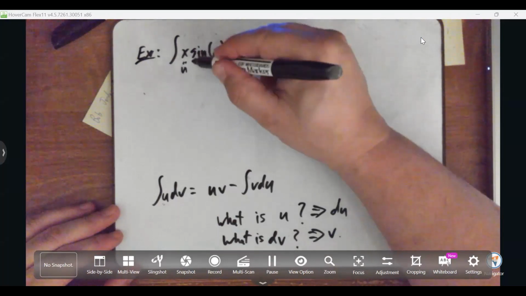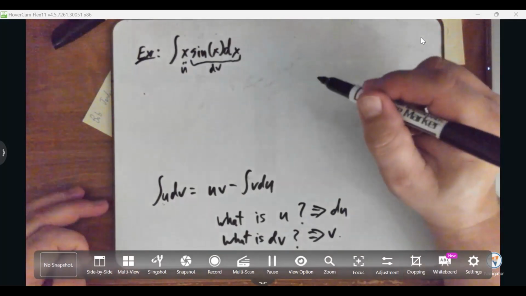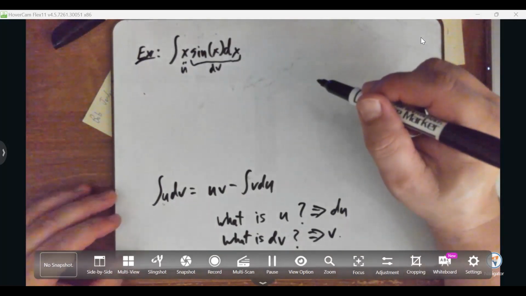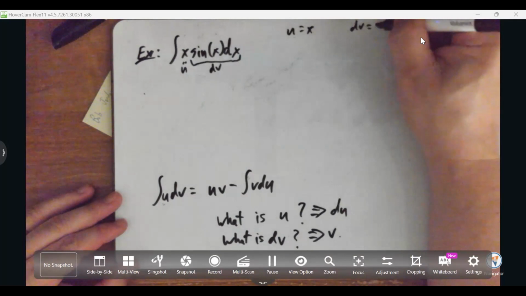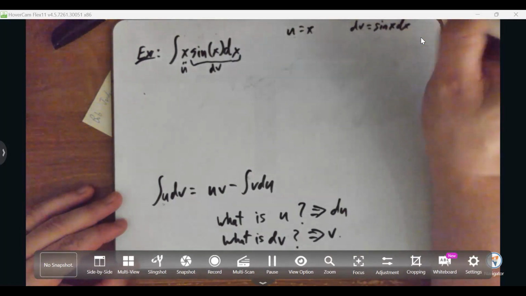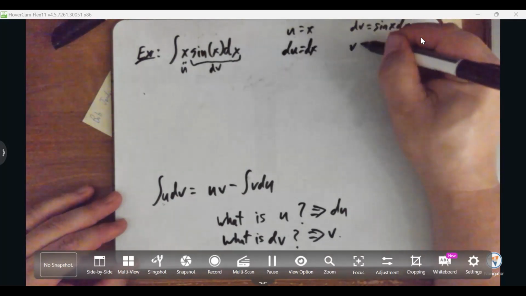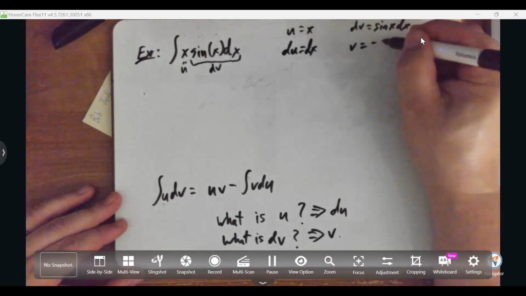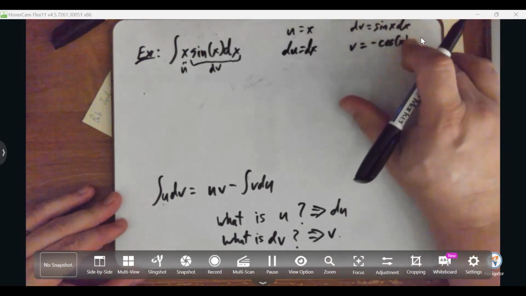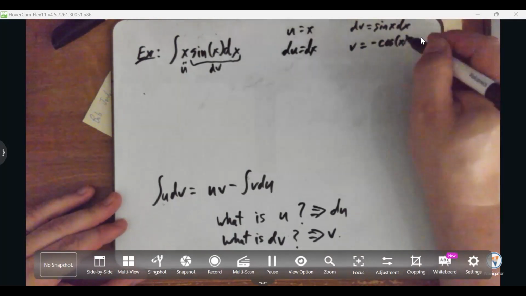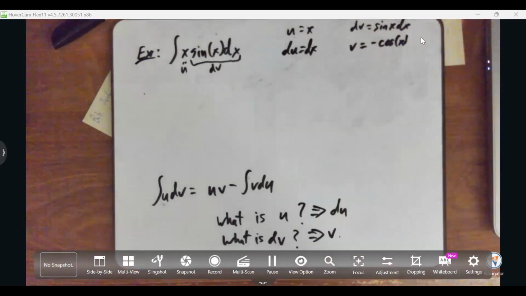So here, u looks like it's going to be x. The good candidate for dv is going to be sine of x dx. So if u equals x, dv equals sine x dx, then du equals dx, and v is the integral, which is going to be negative cosine x.